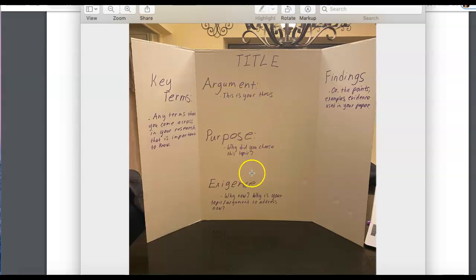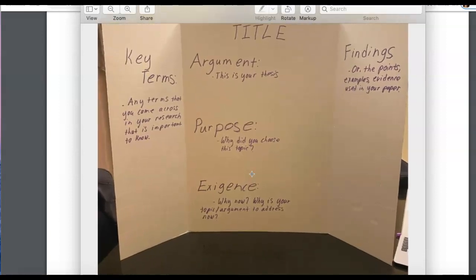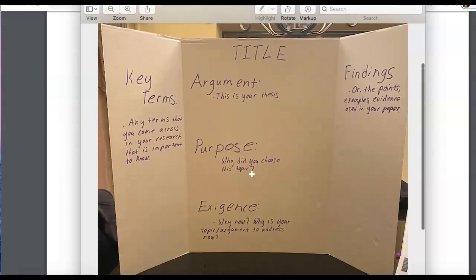What was the purpose? Why did you choose this particular topic? Exigence. Why now? Why is your topic or argument, and why does it need to be addressed now? Say findings, the points, examples, evidence used in your paper. That is what you would put there.